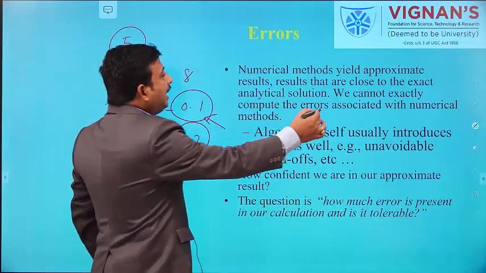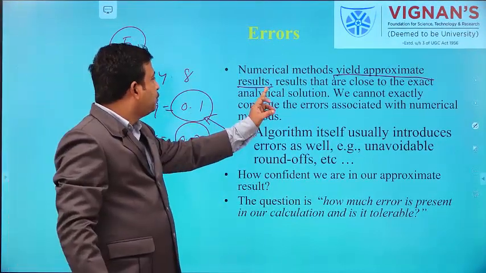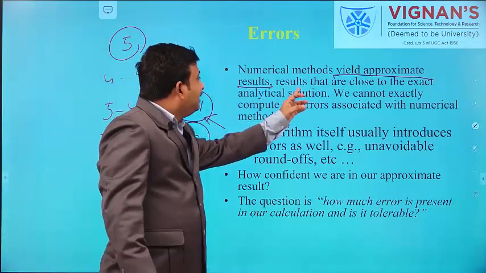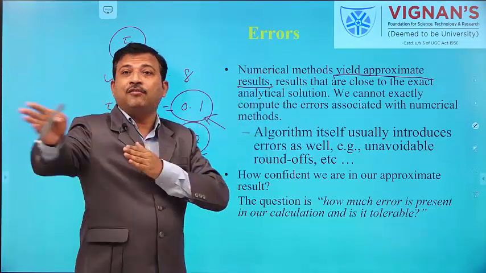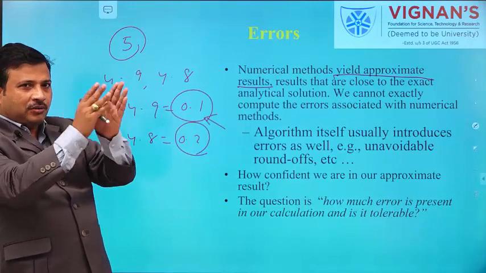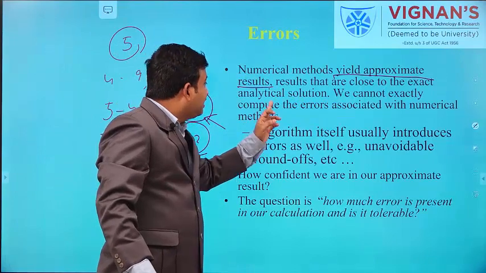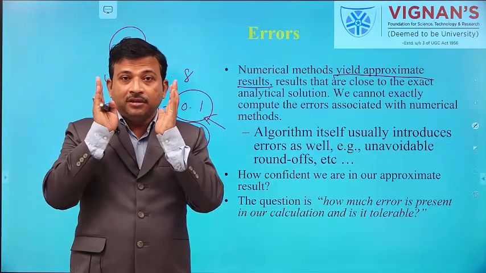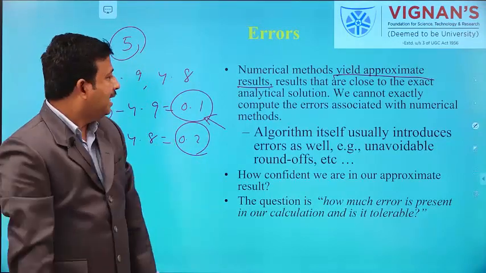Numerical methods always give approximate results. They never give an exact result. The results are close to the exact, but they should be very close to the analytical solution. Otherwise, it diverges from the main part. What is your aim? We must converge to that particular solution; it must reach the exact solution. And we cannot get the exact result, so we compute the errors associated with the numerical methods. In that case, we must see the errors. Once errors are minimized, then we are going to reach our exact solution.